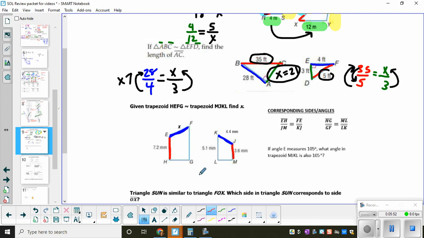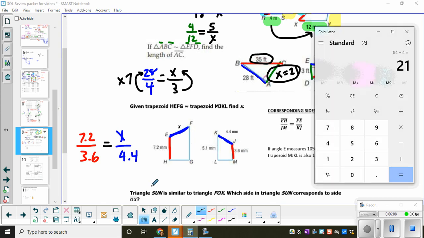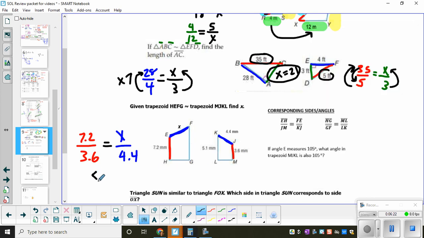Okay. So we basically want to say that the 7.2 turned into 3.6. We're going to set up that proportion. And the x turned into a 4.4. Now we're just going to cross multiply and divide here. I've got 7.2 times 4.4. All right. And now I'm going to divide by the 3.6. And we get 8.8. So x here is 8.8.